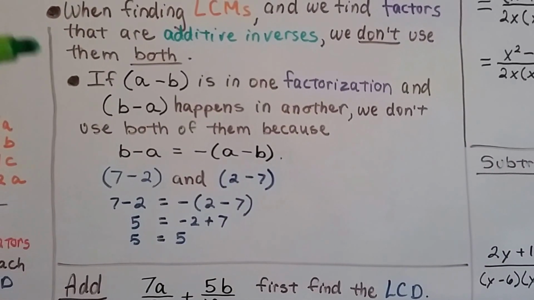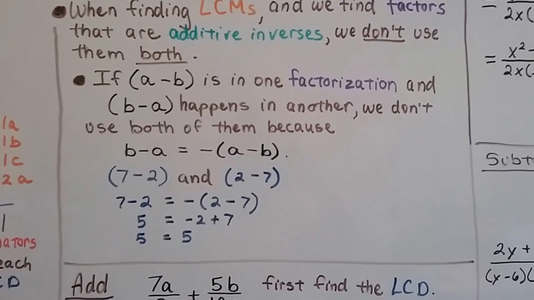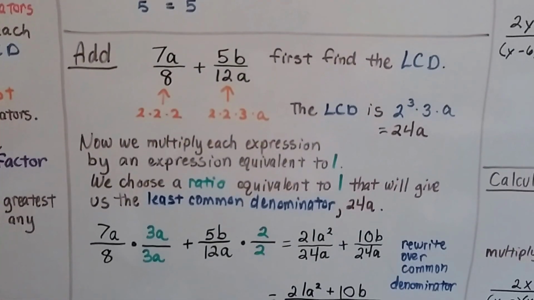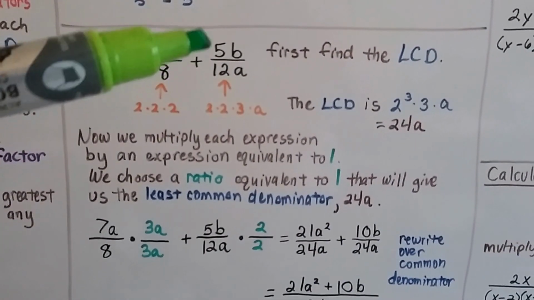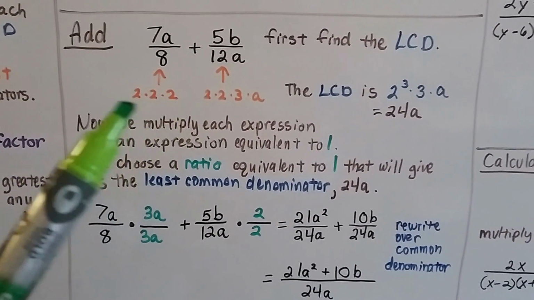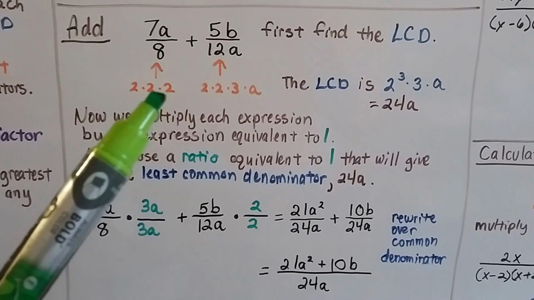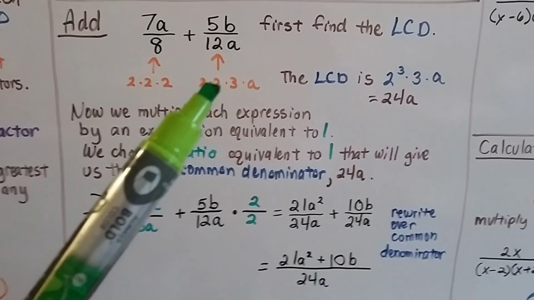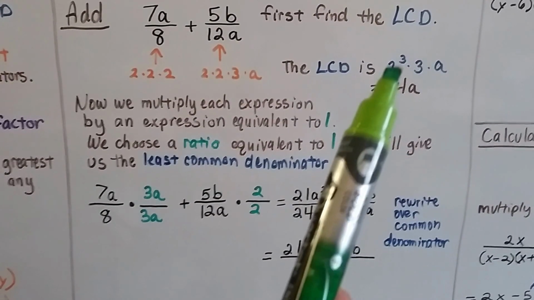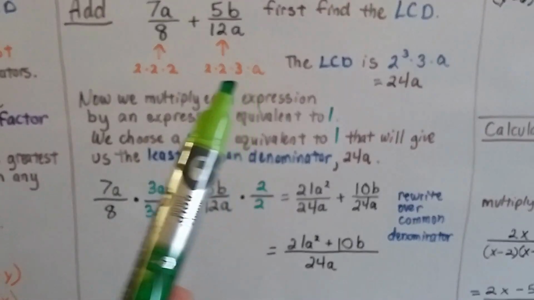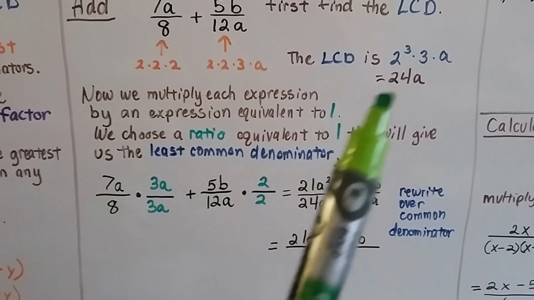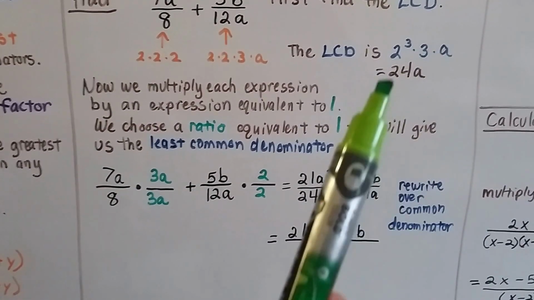So if we find least common multiples and the factors are additive inverses, we're just going to use one of them, okay? So take a look at this. We're going to add. We've got 7a over 8 plus 5b over 12a. First, we have to find that least common denominator. So we're going to do the multiples here. 8 is 2 times 2 times 2. 12a is 2 times 2 times 3 times a. So that least common denominator is 2 to the third power times 3 times a. See? When you put them all together, 2 times 2 times 2 is 8, times 3 is 24, times a is 24a.